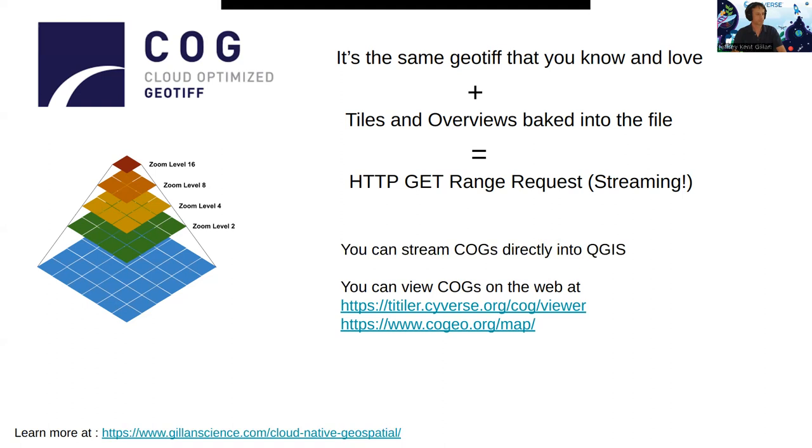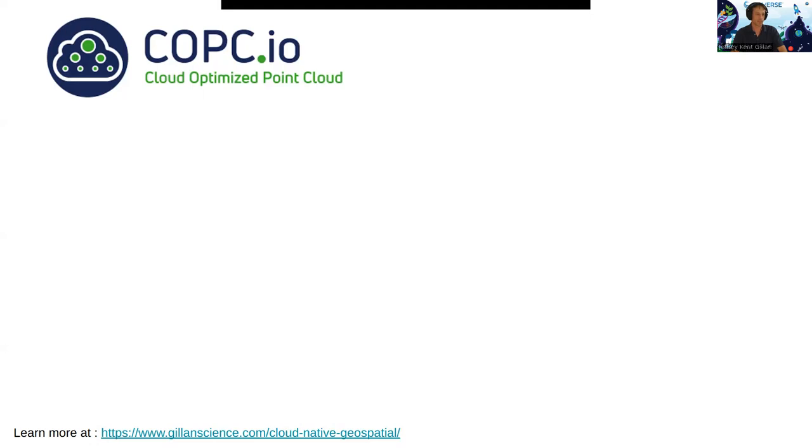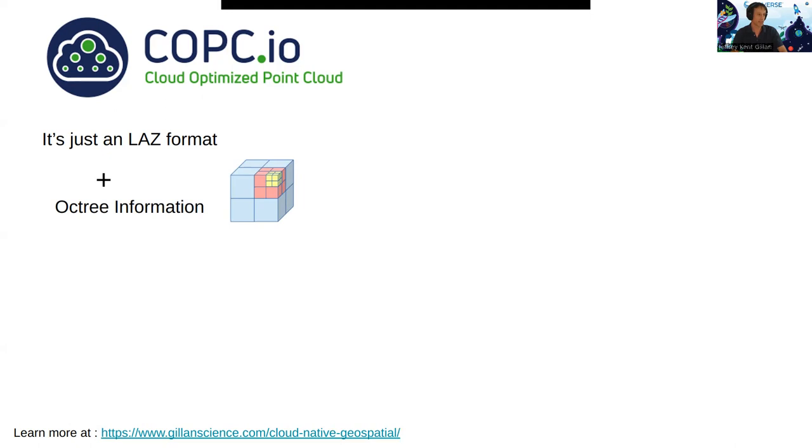Okay, the next format to be aware of is the cloud optimized point cloud. It's very similar, the same idea as the GeoTIFF, only we're talking point cloud formats. The cloud optimized point cloud is just an LAZ format, a very common format for point clouds. Plus, it has the octree information included directly in the file format.